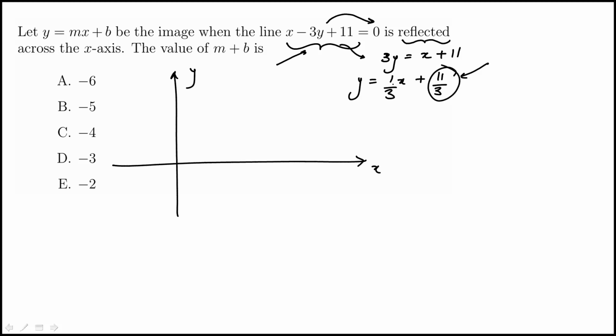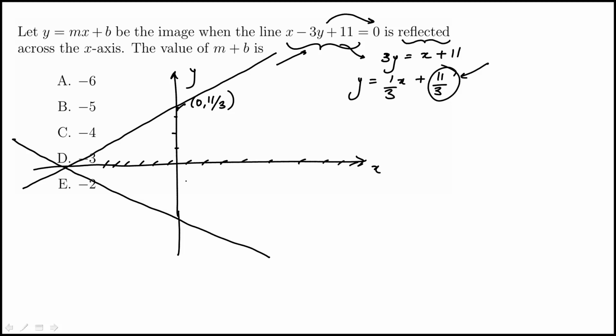And we know y-intercept is 11/3, so it's going to be somewhere here. And then slope is positive 1/3, so it's going to be something like, again, approximately. Now we're going to reflect this across the x-axis, so think of that as the mirror. And so the reflection would look something like that. Since in a mirror, the points are the same distance from the mirror on both sides, the y-intercept of this new line, reflected line I should say, is minus 11/3.